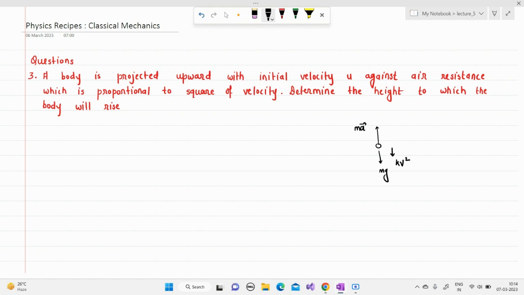Let us say k dash is the constant. All right, so let us write the equation of motion. Okay, so how do we write? ma is equal to minus mg minus k dash v square.